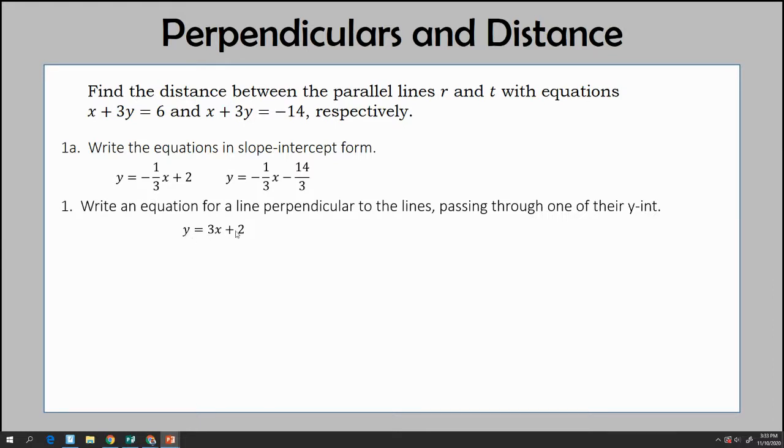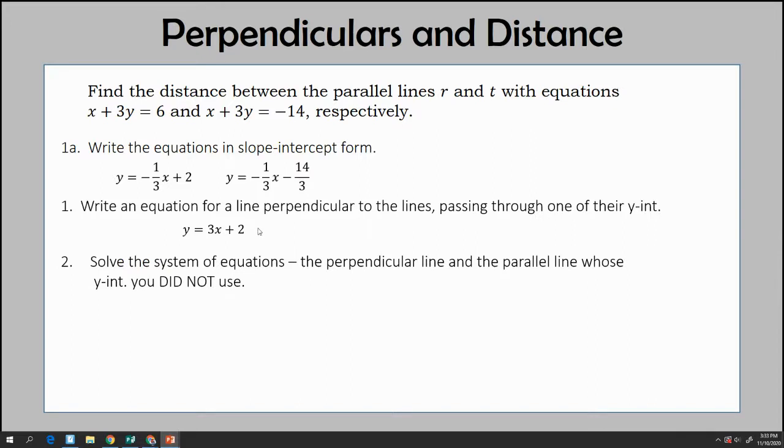So I'm going to choose this 2 as my y-intercept, and I'm going to take the opposite reciprocal of this. So the equation for the line perpendicular to these 2 lines going through this y-intercept is y equals 3x plus 2. Now we need to figure out where these 2 intersect. They intersect at 0, 2. Now I got to figure out where these 2 intersect, right? And to do that, I got to solve the system. So again, we're going to set them equal to each other, and I would multiply everything by 3, go through your solving process. You're going to get -2, -4 as the solution to this.